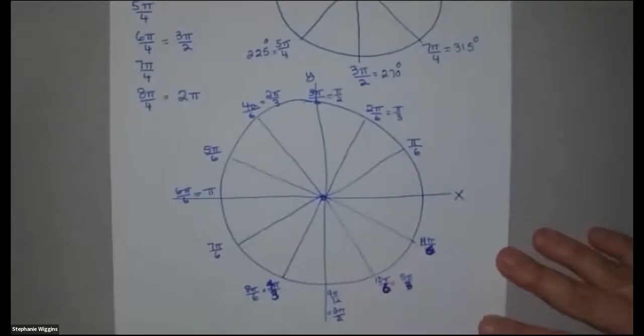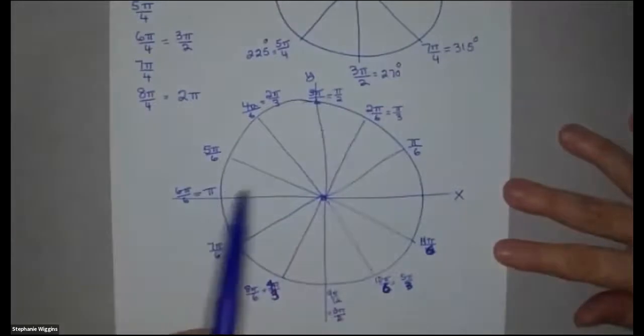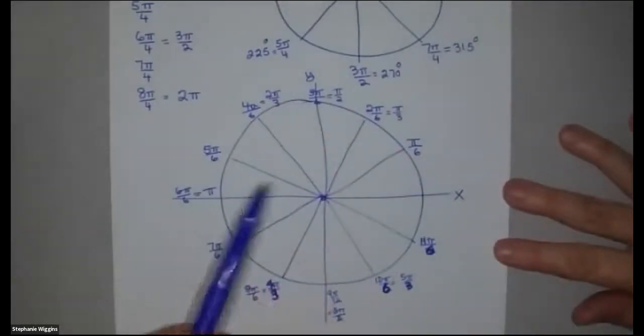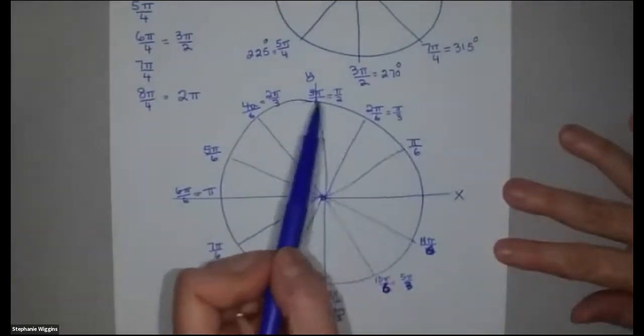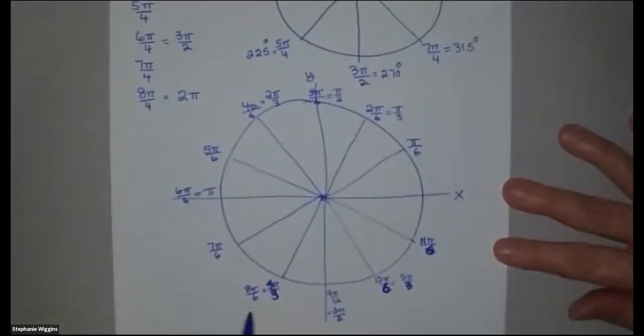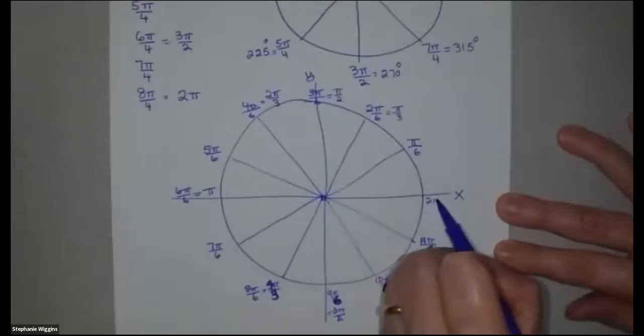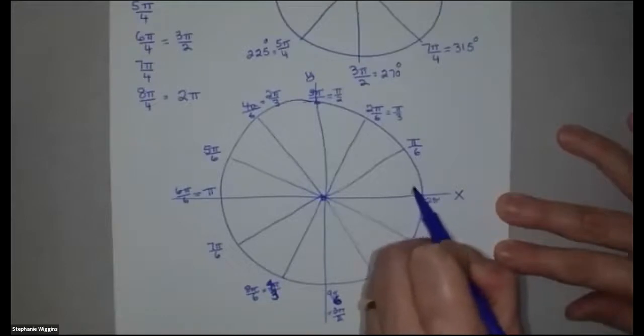I don't know why I was doing 12. I think I was thinking because there are 12 pieces. But remember, we're doing half circles. Half circle is pi, so each piece is pi over 6. So we have pi over 6, 2 pi over 6, 3 pi over 6, 4, 5, 6, 7, 8, 9 pi over 6, 10 pi over 6, 11 pi over 6, and back to 2 pi, which is 12 pi over 6. Okay.